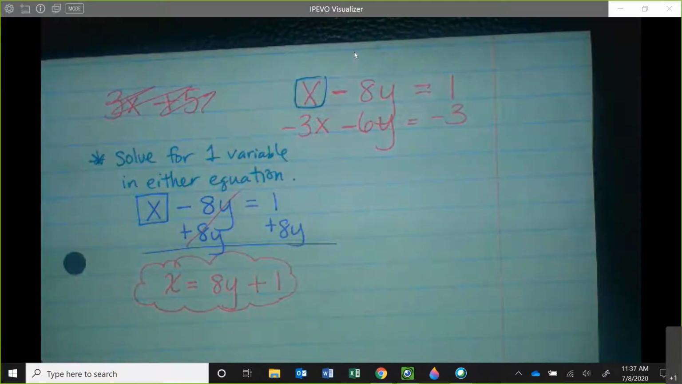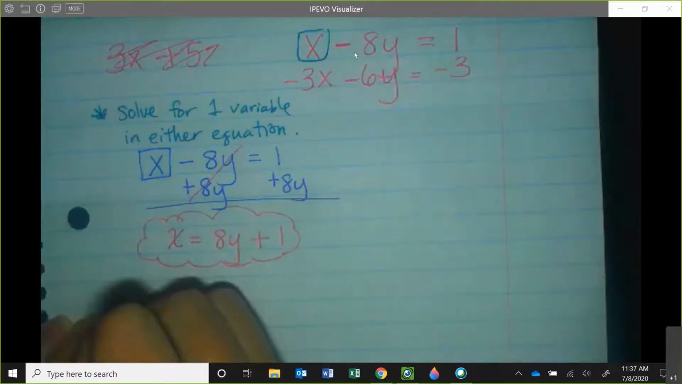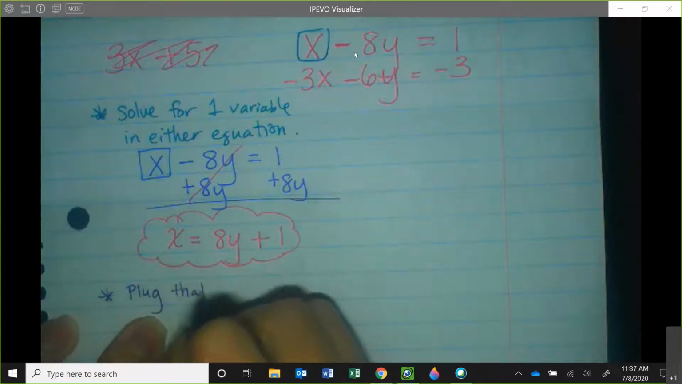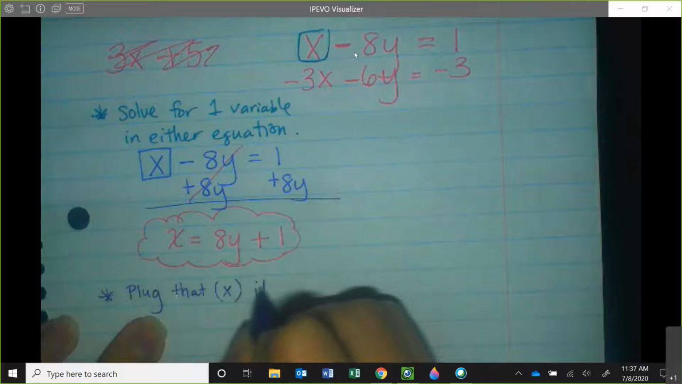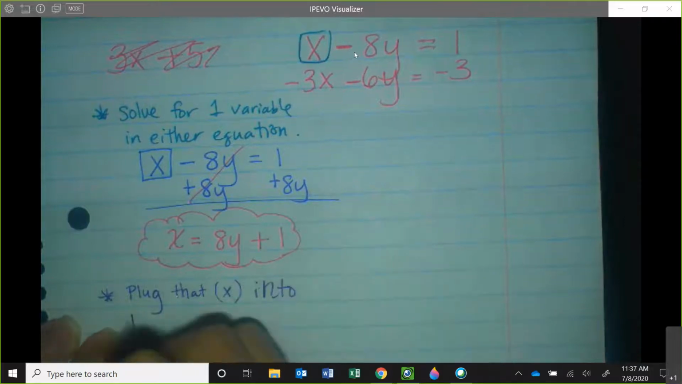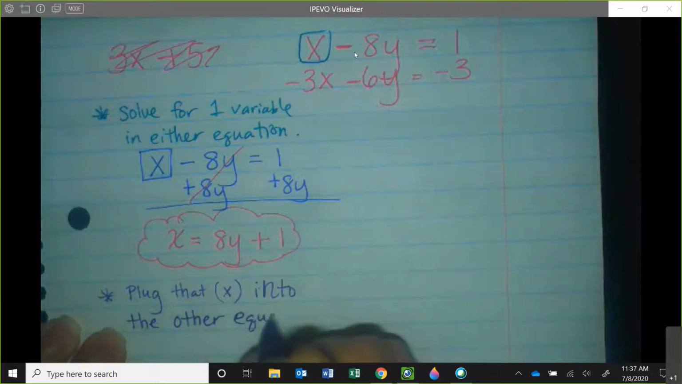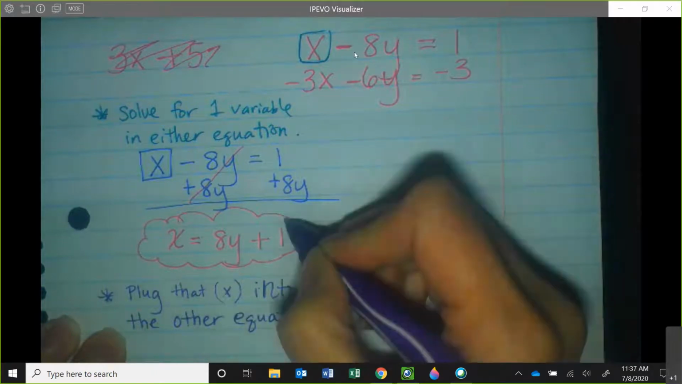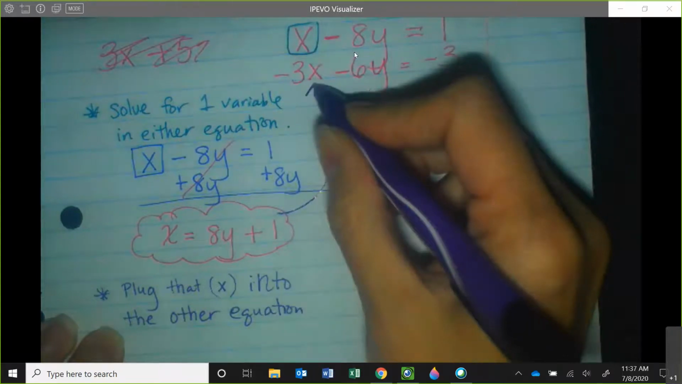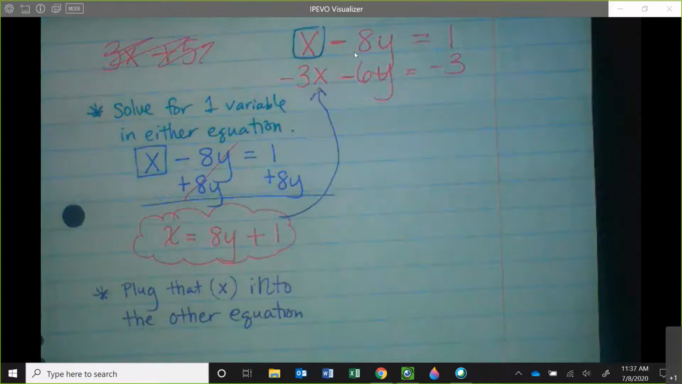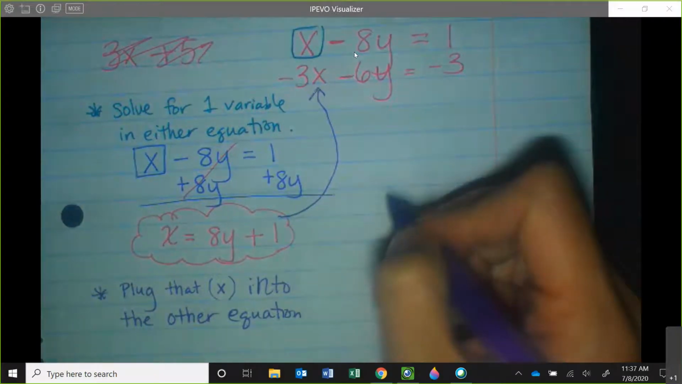Now what am I going to do with that? Well, I'm going to plug that x into the other equation. Okay, so this is going to come up here, and I'm going to plug it in. Okay, that's what substituting is all about. So let me rewrite that.